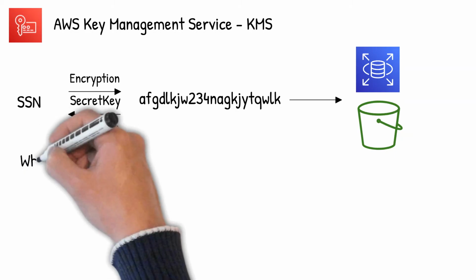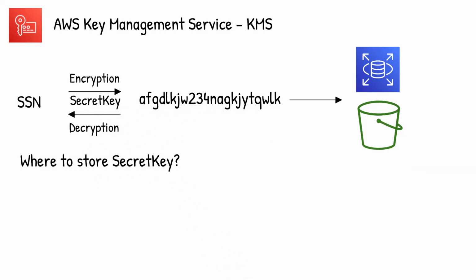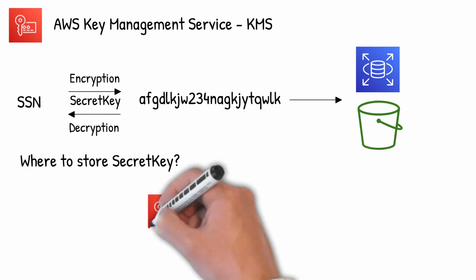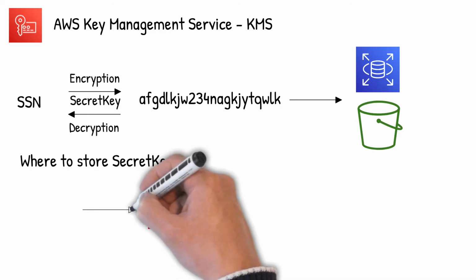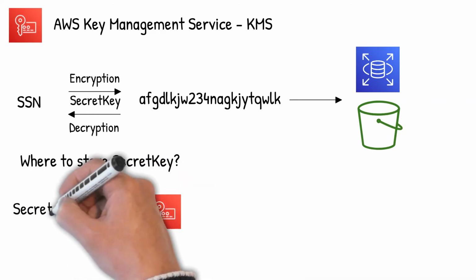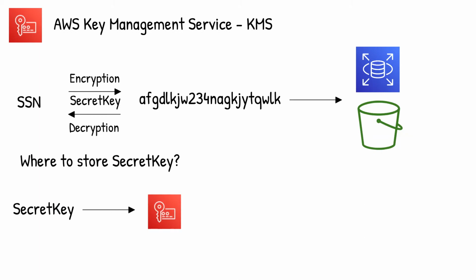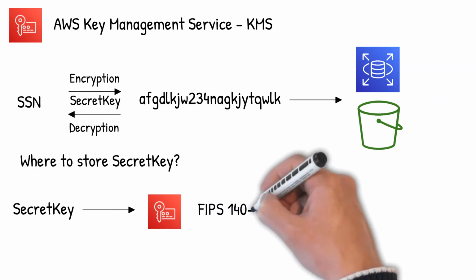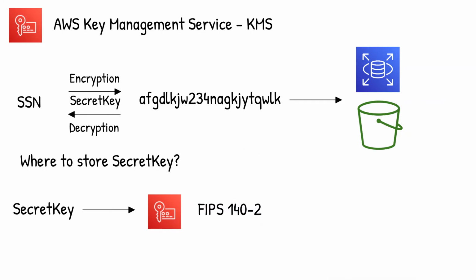This is all good, but where would you store the secret key? It should definitely be stored away from the system running your application. And this is where KMS comes into play. KMS makes it easy for you to create and manage keys and control the use of encryption across a wide range of AWS services and in your application. KMS uses FIPS 140-2 validated hardware security modules to protect your keys.